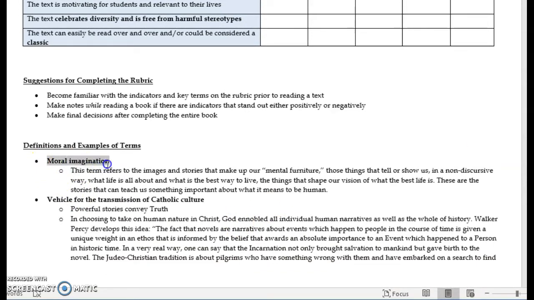Moral imagination. And this will be fleshed out a little bit in some of the other bullet points as well, but you can see the description here that moral imagination refers to the images and stories that make up our mental furniture, those things that tell or show us what life is all about, what is the best way to live, the things that shape our vision of what the best life is. And these are the stories that could teach us something important about what it means to be human.